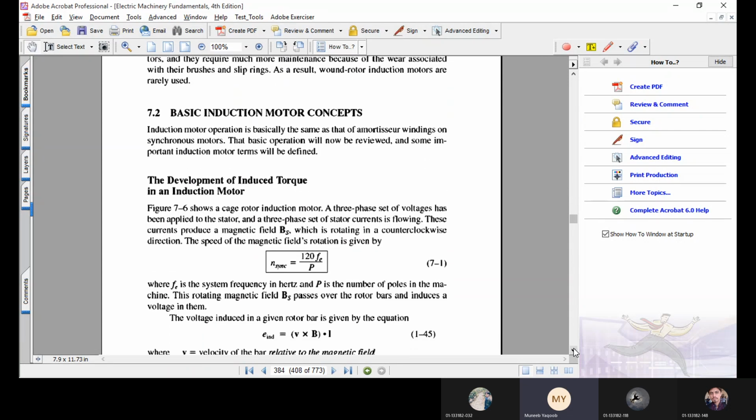Now coming to Article 7.2, where first of all they have given the same old formula for synchronous speed. As in synchronous machines, in induction machines we can also calculate the synchronous speed using the same formula, that is 120 F upon P. So if a machine has four poles and is operating at 60 Hertz, then its speed is 120 multiplied by 60 whole divided by 4, that is 1800 revolutions per minute.